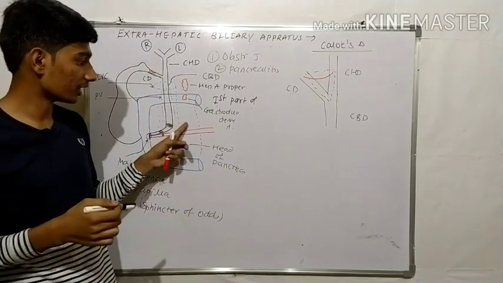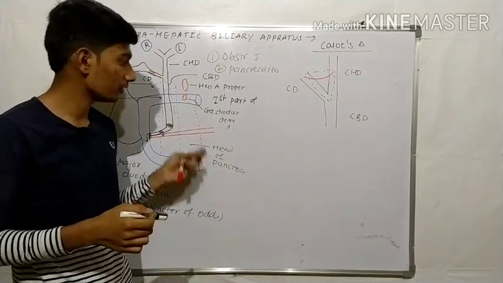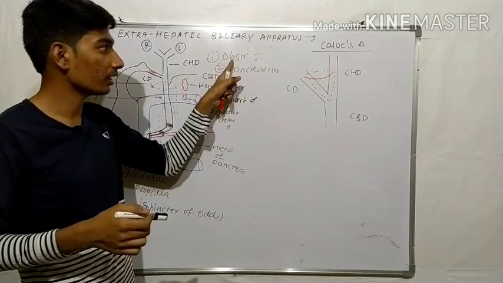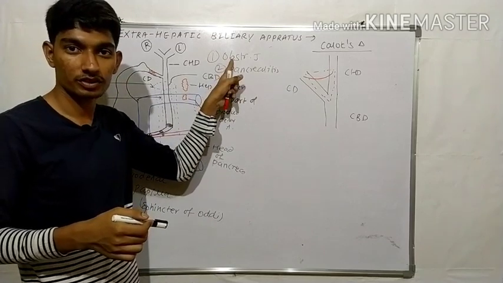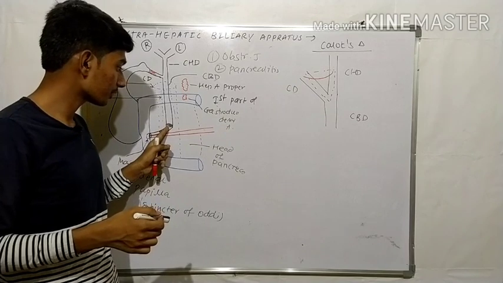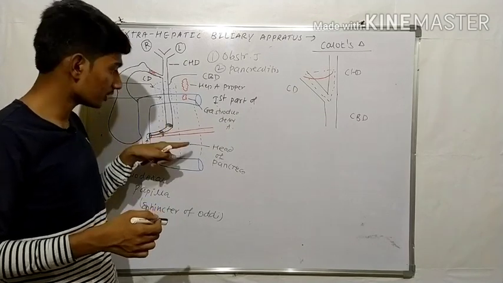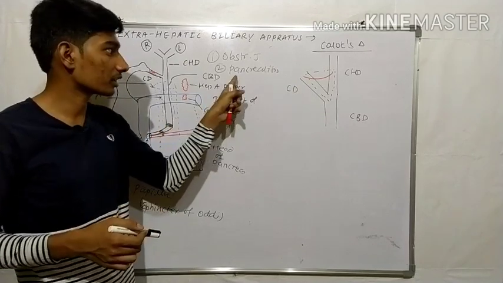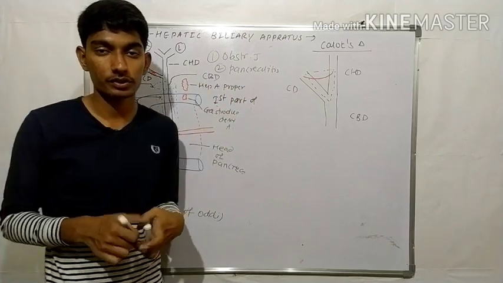If the patient has carcinoma in the head of the pancreas, which affects the infraduodenal part, it produces a condition known as obstructive jaundice. If the patient has a gallstone, which affects the infraduodenal part, it produces a condition known as pancreatitis.